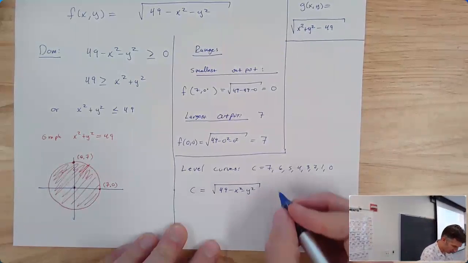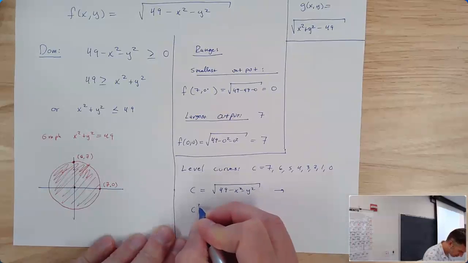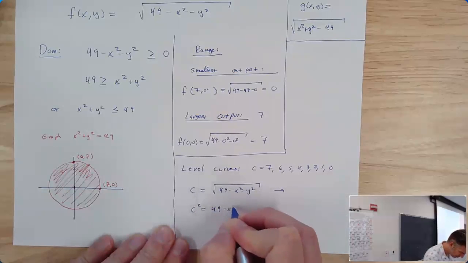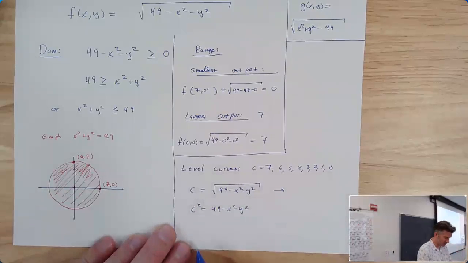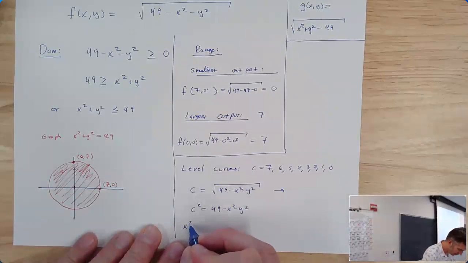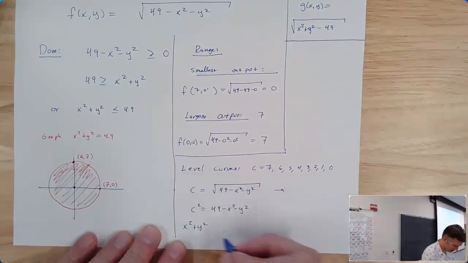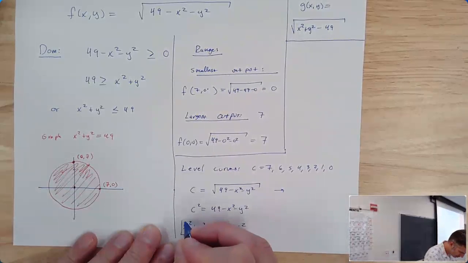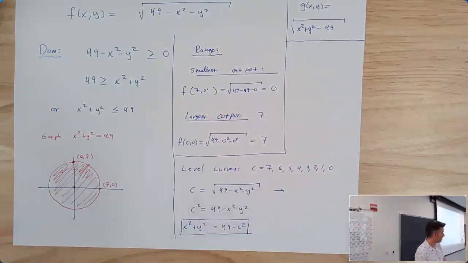So I'm going to square both sides, and then bring the x squared plus y squared to the left. So x squared plus y squared, and we'll subtract c squared on the right. So this is what kind of graph? I have x squared plus y squared equal to a number.